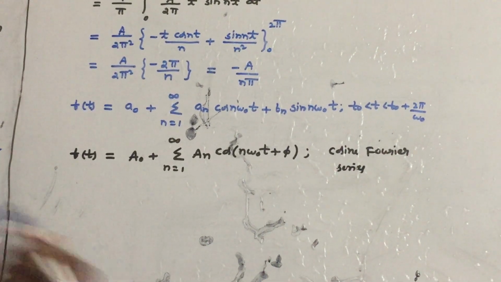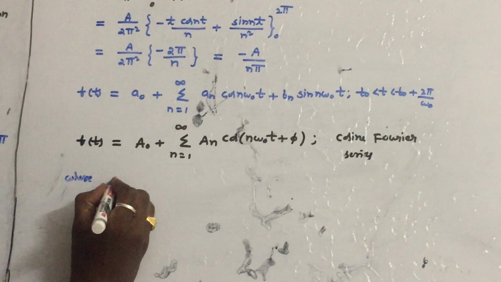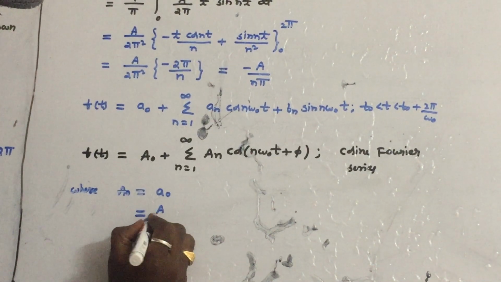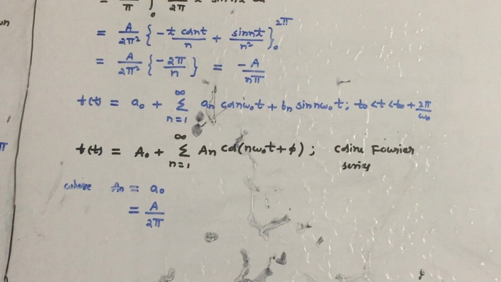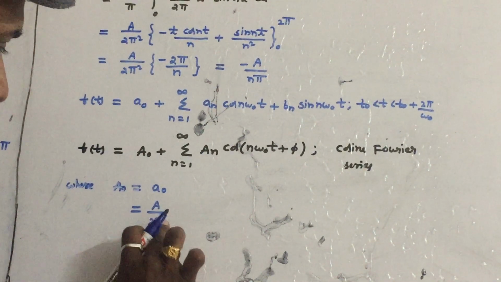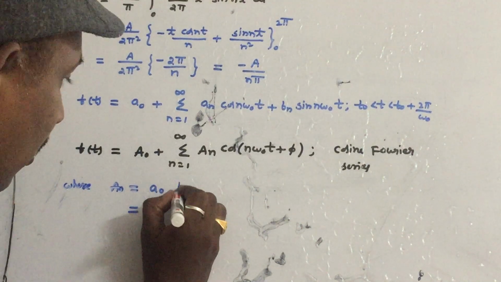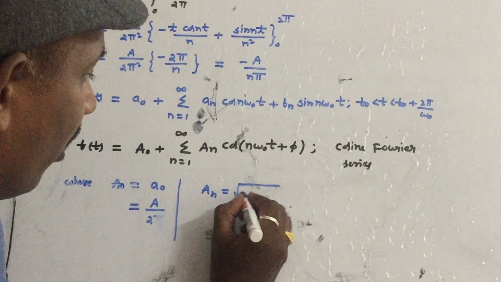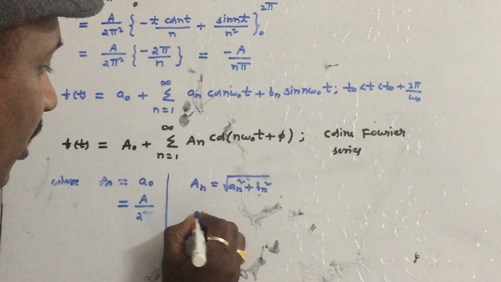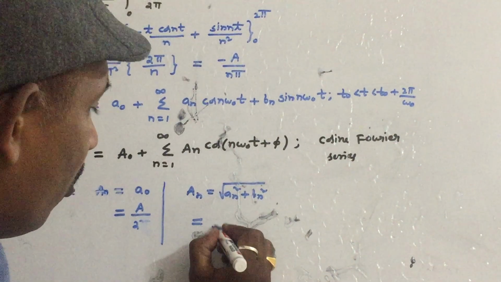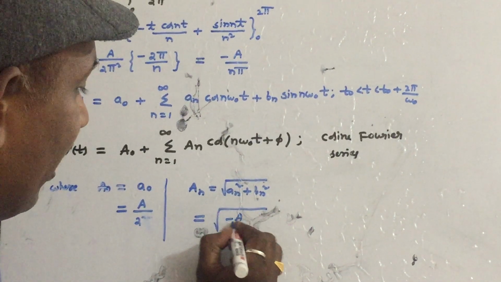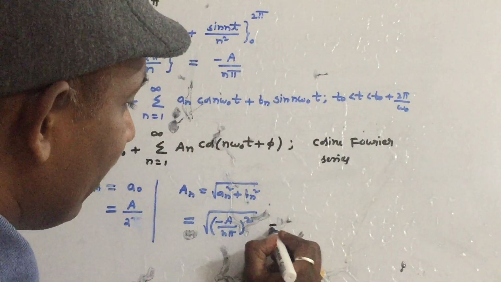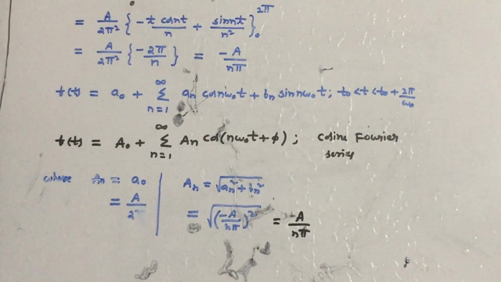Now, what is capital A0? Capital A0 is equal to a0. So what is a0 we got? A by 2 pi, sorry, a by 2. In fact a by 2. The average value of the given waveform is a by 2, which we got. So what is the An formula which we derived in the previous class? An is equal to square root of an square plus bn square. If you substitute, the an coefficient is 0. Square root of bn, which is minus a by n pi, whole square, which will come out as a by n pi.